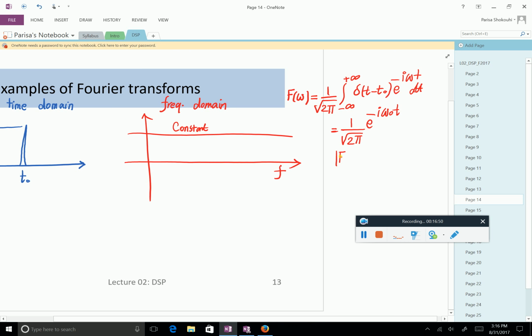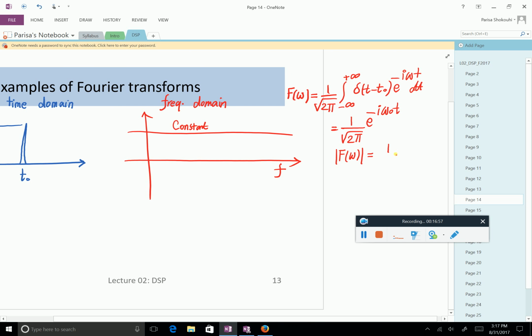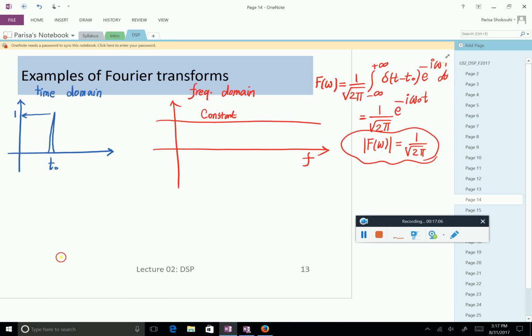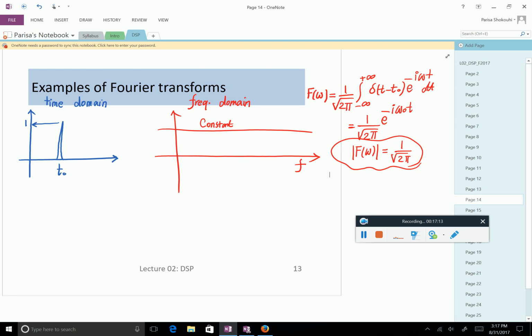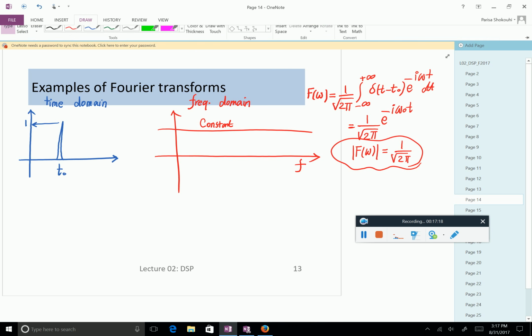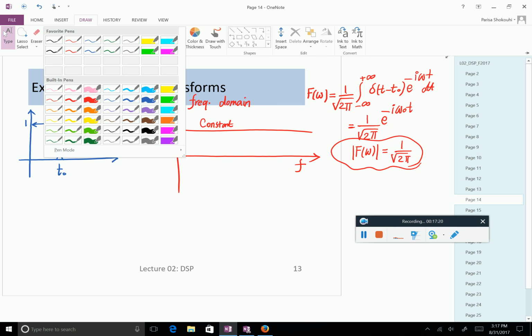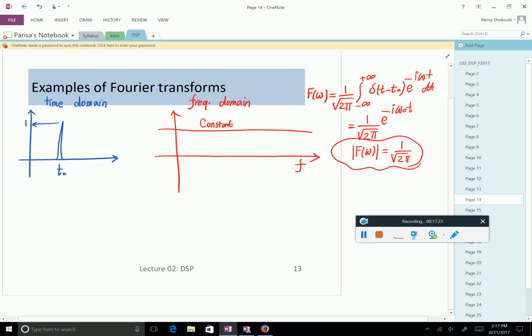So since the value of the exponential is 1, it would be just that. So you see that it's a constant. That's what it is. Depending on how you normalize your Fourier transform, Fourier integral, and inverse, the constant may be a little bit different, but it's a constant. Now, with that, the second question would be much easier to answer.